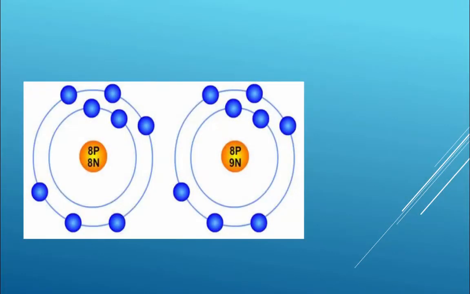Let's look at this next atom. It has 8 protons, 8 electrons, but it has 9 neutrons. Since it has 8 protons, it must be oxygen as well, and since the number of protons equals the number of electrons, it is also elemental. The only difference is this oxygen atom has a mass number of 17. This is from its 8 protons and 9 neutrons. We call these two versions of oxygen isotopes of oxygen.